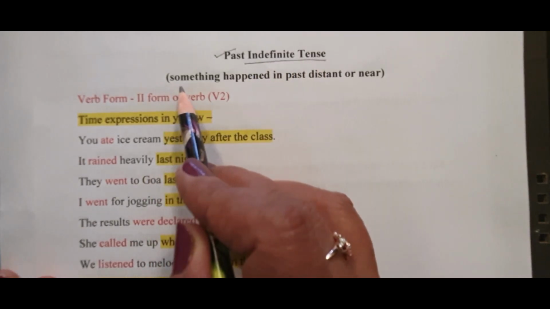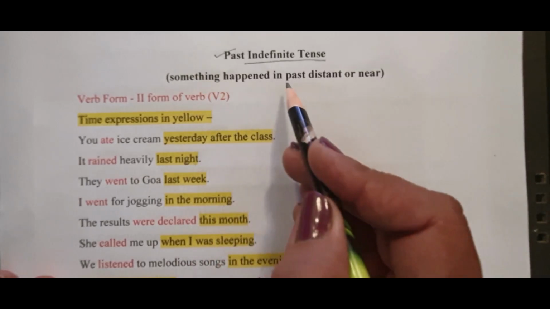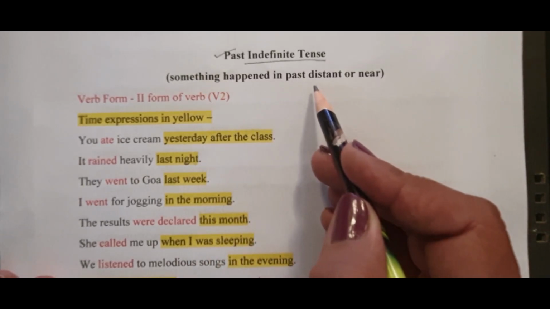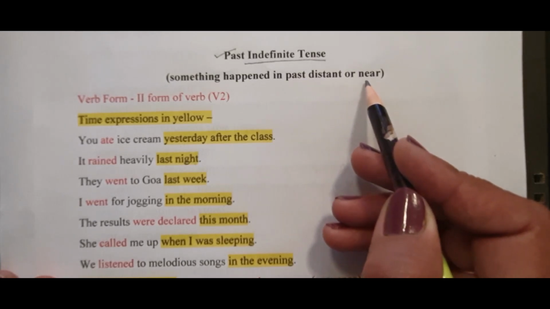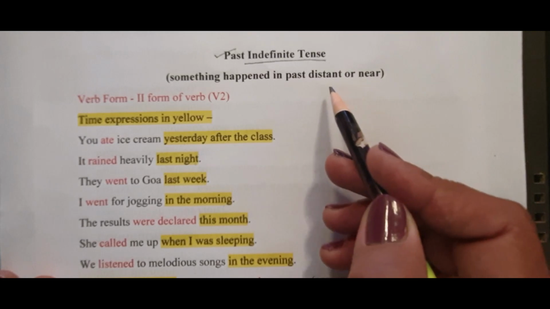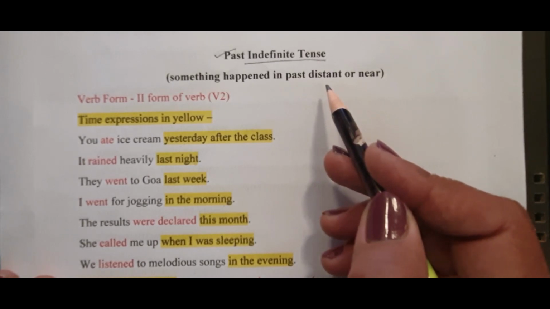Past indefinite tense talks about something or some action that happened in past. It can be distant past or it can be near past. For example, you may talk about something which happened just a moment ago. Maybe today only in the morning. I woke up late in the morning. So you're talking about today, but it is past tense because that has happened. That is complete.